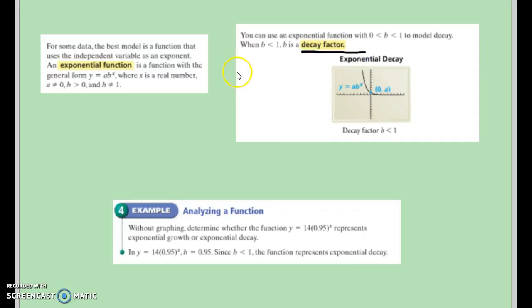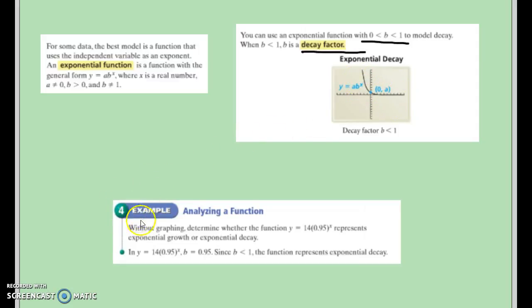Sometimes we think that this means that b is going to be negative, and that's not true. This just tells me that b is going to be between 0 and 1. If you see a b value that's either a fraction or a decimal, that tells me that we have exponential decay. And here's what our graph looks like. Again, my a value is where I start when I have a 0 as my exponent, and I'm decaying, so my graph is getting smaller.